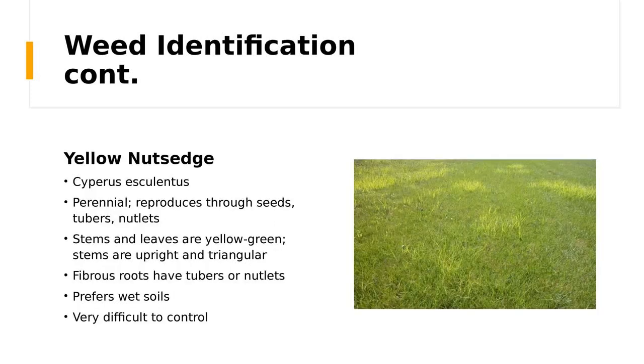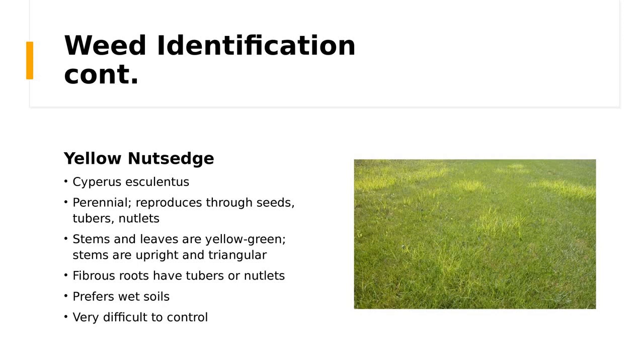This is yellow nutsedge, Cyperus esculentus. It's a perennial, reproduces through seeds, tubers, or nutlets. Stems and leaves are yellow-green. Stems are upright and triangular. They have fibrous roots with tubers and nutlets. It prefers wet soils, and it's very, very difficult to control because of those nutlets.